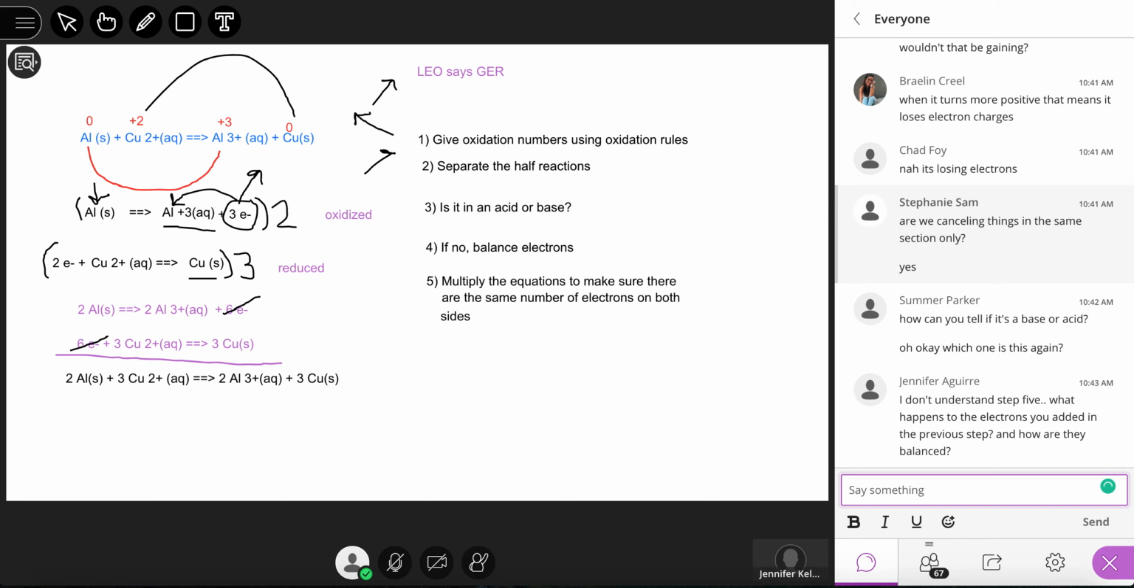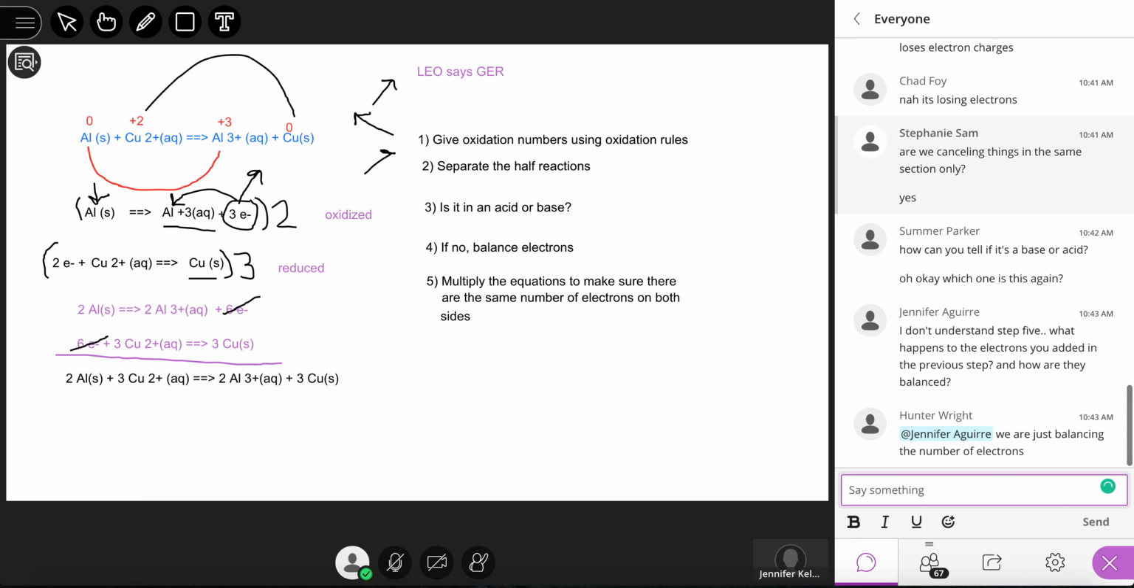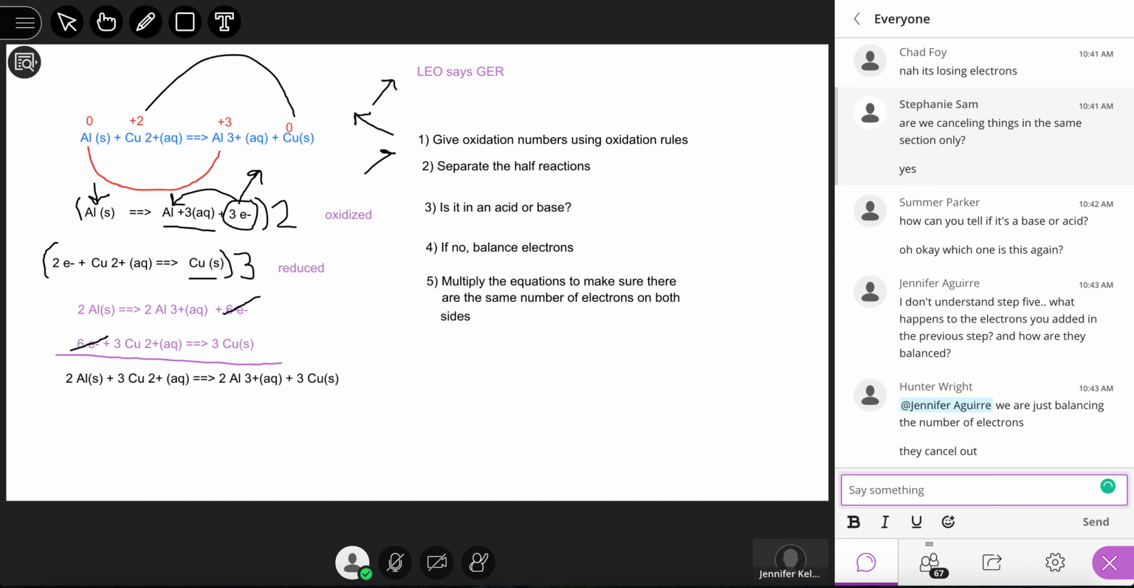All right. Okay, so I don't understand step 5. What happens to the electrons you added in the previous step and how are they balanced? Okay, so what you're doing is you're looking at the number of electrons here and here. And we can see those are not the same number of electrons.